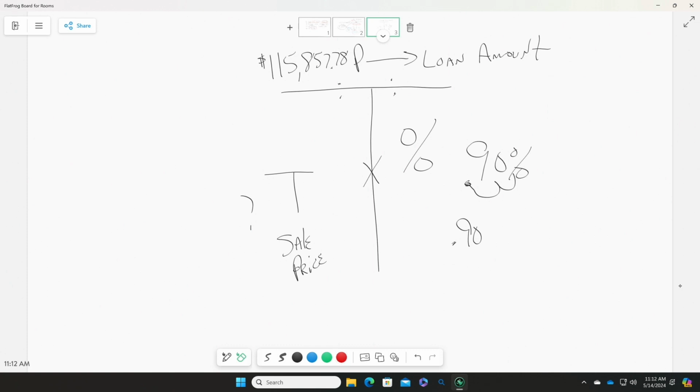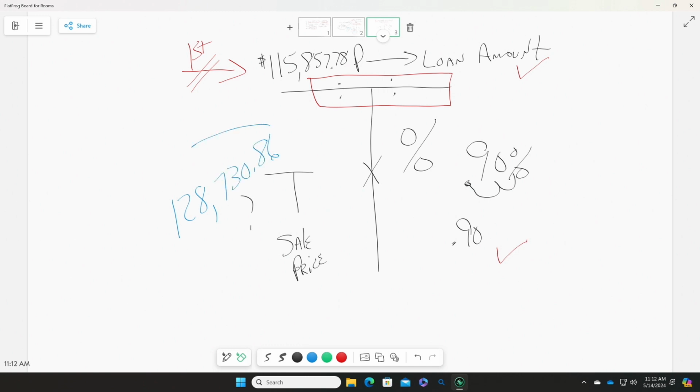What does our math tell us to do? Well, we have one on the top and one on the bottom, and so the math tells us to divide. And I always put that top number in first, so now I'm going to divide that by 0.90, and the answer I get is $128,730.86. Now, I just want to double check, because you'll miss problems if you don't double check your math.